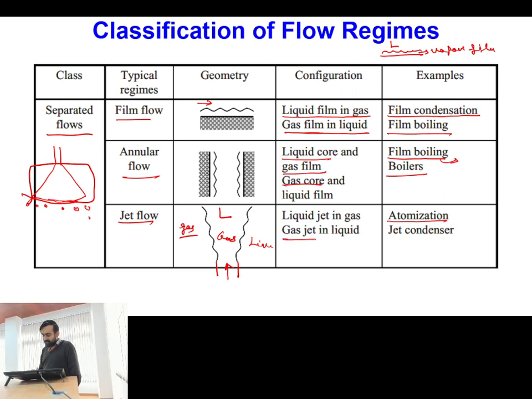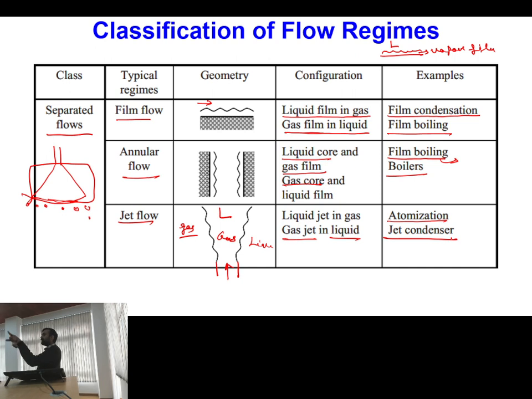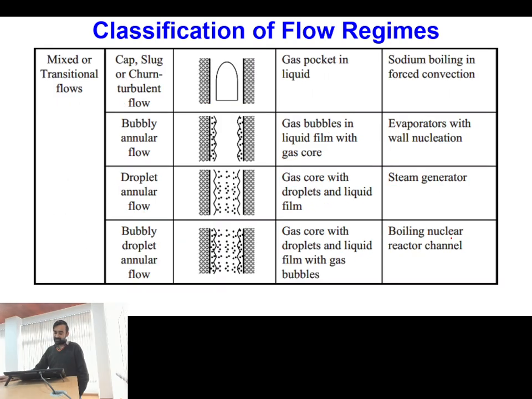Second can be gas jet in liquid. So this is typically observed in case of a jet condenser. So a jet condenser is nothing but a situation where you are allowing the vapor jet to enter into a liquid medium, so that when this vapor jet comes in direct contact with the liquid medium, it will actually condense and form a liquid. Okay, so that is called a jet condenser. Then second classification, we have seen the mixed or transitional flows.